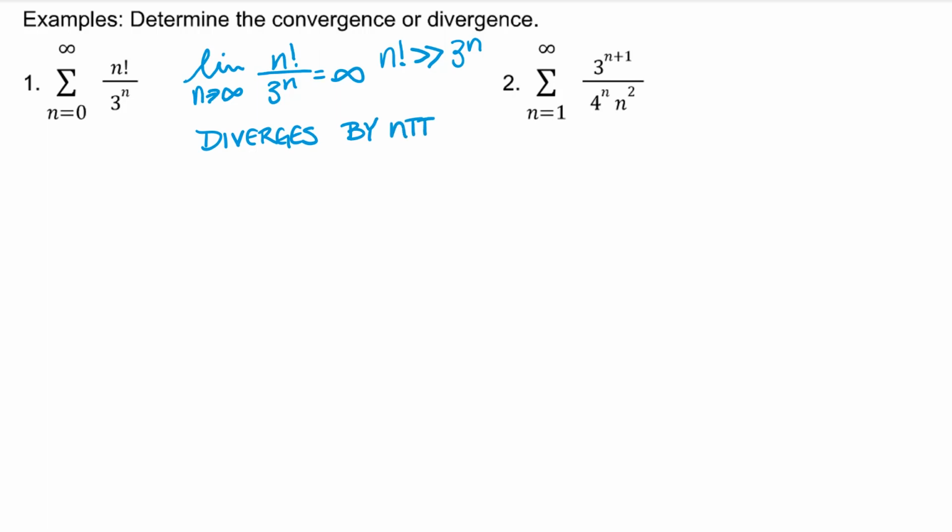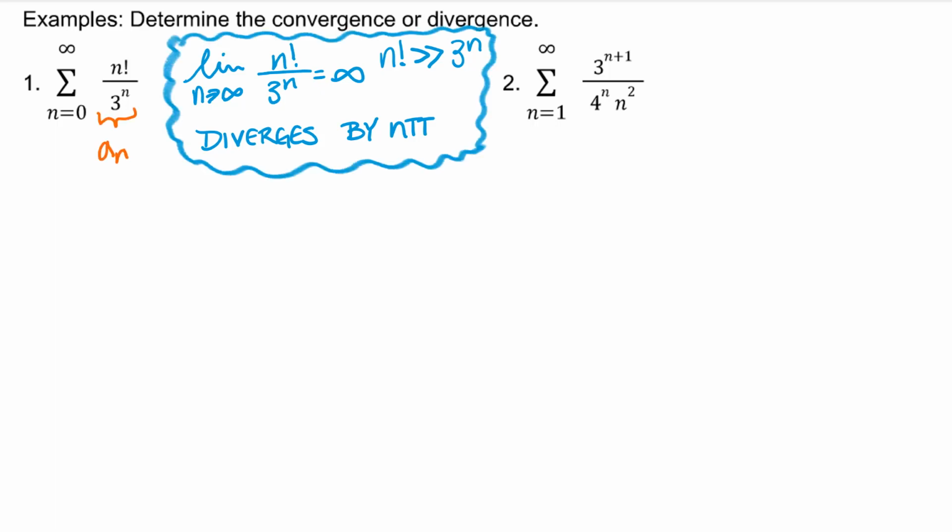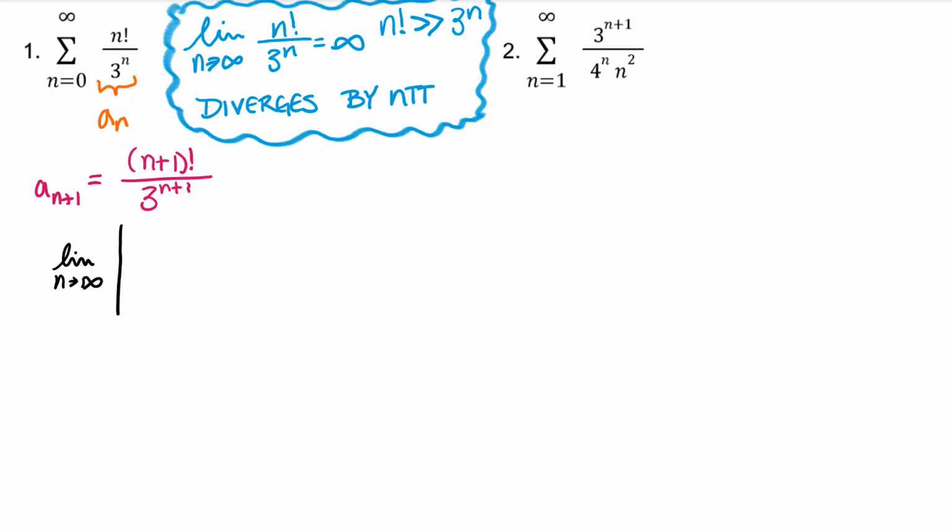If this were a practice problem, you would stop right there and be done with the problem. But I still want to show you how to do this with the ratio test. This would be a sub n, so a sub n plus 1 replaces every n with an n plus 1. Remember, the ratio test does the next term divided by the original term. So we'll take that a sub n plus 1 divided by a sub n, or multiplied by the reciprocal of a sub n.